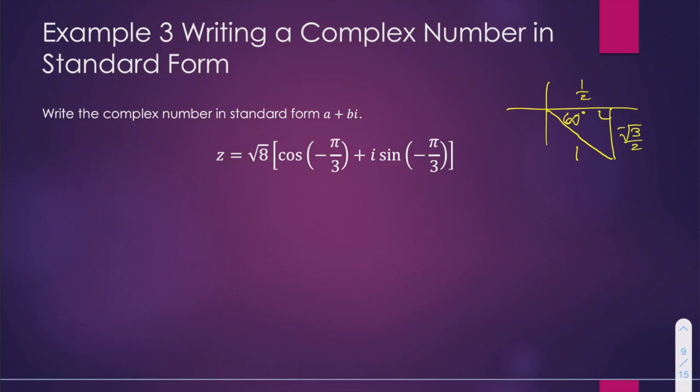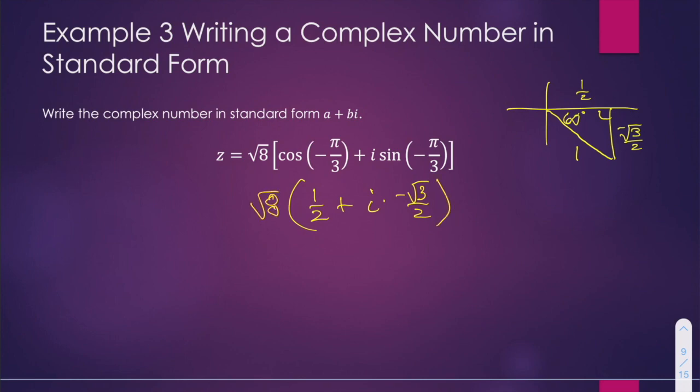And so we can pretty much say we know what the cosine of negative pi thirds is. That's going to be 1/2. So we'll just go ahead and call that 1/2. And plus i times the sine of negative pi thirds, and that's negative root 3 over 2. So we've got that, and that's times the square root of 8 out in front.